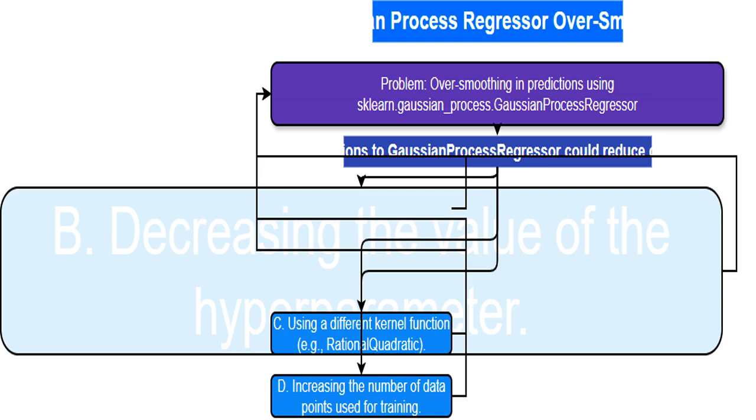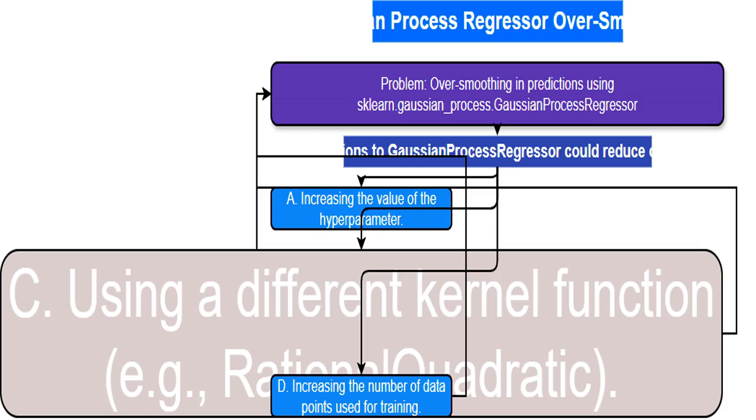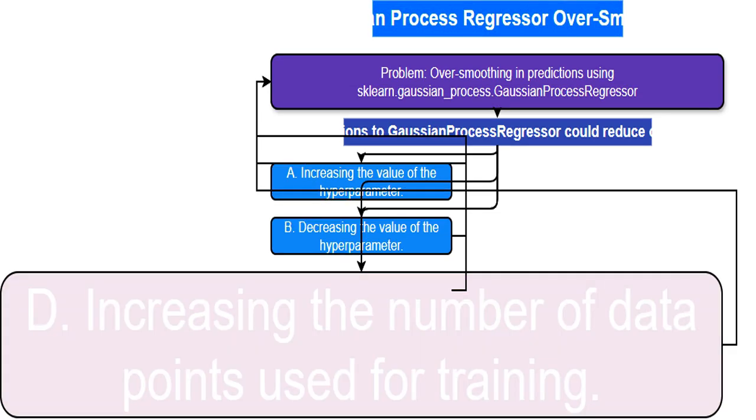I will need to analyze these options to find the most effective changes. The alpha hyperparameter controls the level of assumed noise in the data. If I decrease alpha, I tell the model there's less noise, allowing it to fit the data more closely and thus reduce oversmoothing. That might be a good option.